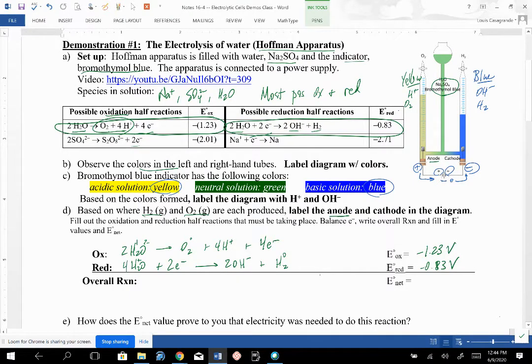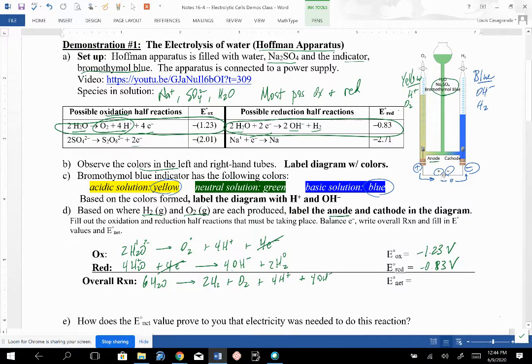Notice we need to double the second reaction, so rather than just multiply by 2, I'm going to change my coefficients. We need a 4, a 4, a 4, and 2 H2 gases. And so now the electrons cancel out, and we can add everything together. And when we do, we get 6 H2O on the left. We get 2 H2 plus O2 plus 4H plus 4 OH minus.